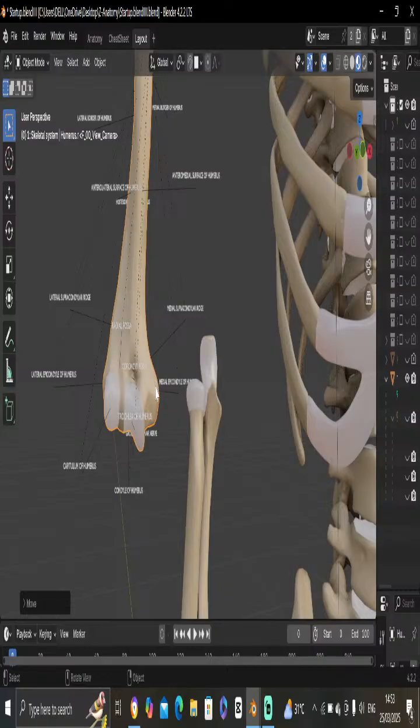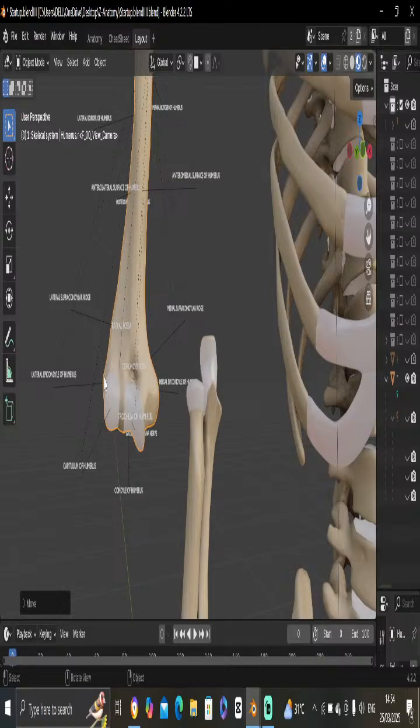So the medial epicondyle is more prominent than the lateral epicondyle. You can see the medial epicondyle, and we can feel it. If we touch the inner aspect of our elbow, we can feel this bone here. So this is the medial epicondyle. The ulnar nerve actually passes just behind this medial epicondyle.